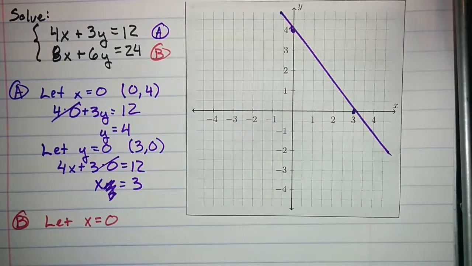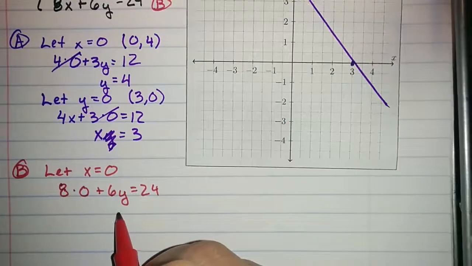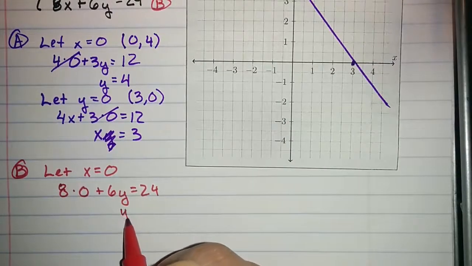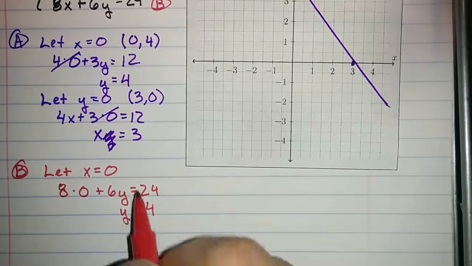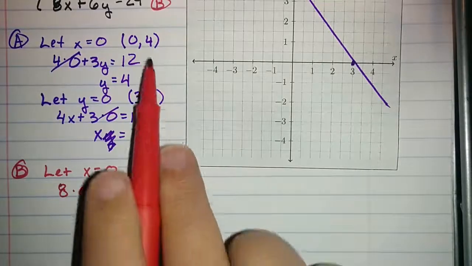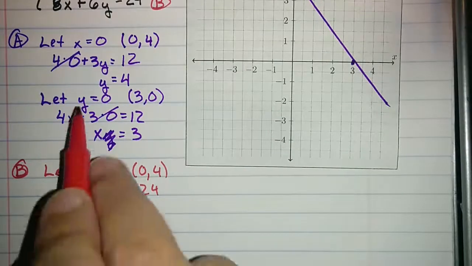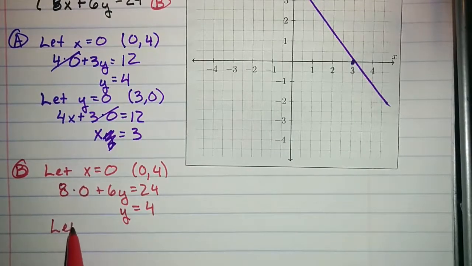First we'll let x equal 0. 8 times 0 plus 6y equals 24. So this is just 6y equals 24. Divide both sides by 6 and we get y equals 4. 0, comma 4. Hey, I think I know where these guys are going to cross. But let's keep going.